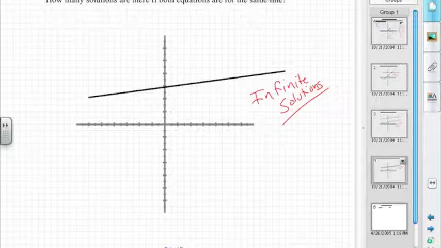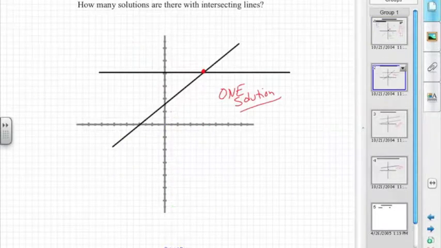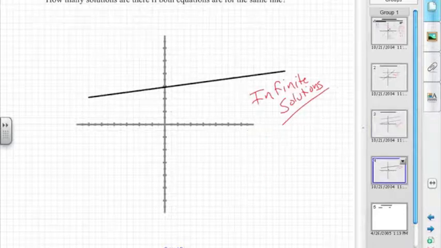So graphing systems of equations, not very exact. You get a good approximation, and you can see from graphing solutions that you can have one solution, you can have no solutions for parallel lines, and finally you can have an infinite number of solutions for the same line lying on top of itself.